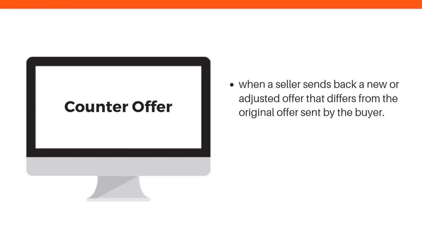They might come down a little bit, but they're still countering you to where you have to go back and decide, okay, do I want to pay $105,000 or do I want to counter them again? So you can counter them again back at $100,000. So counter offers are just where you go back and forth in negotiations until you settle on a price and different terms of a contract.